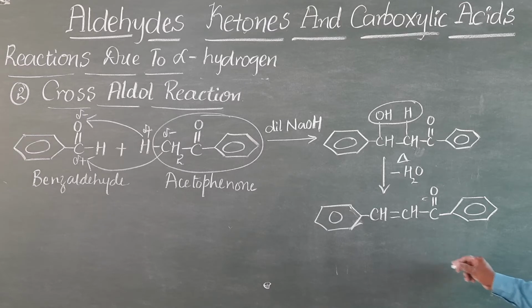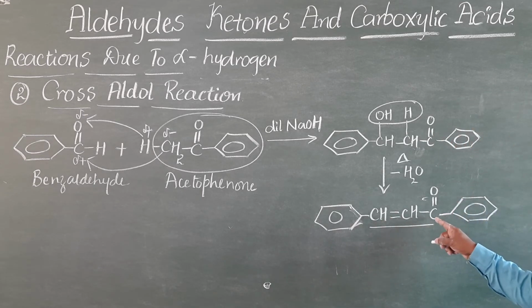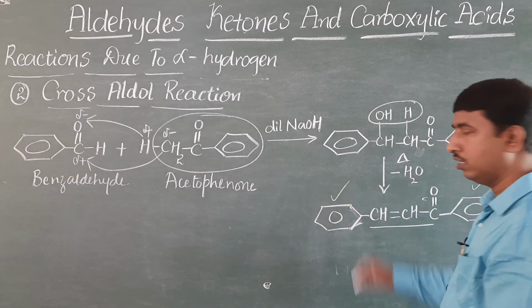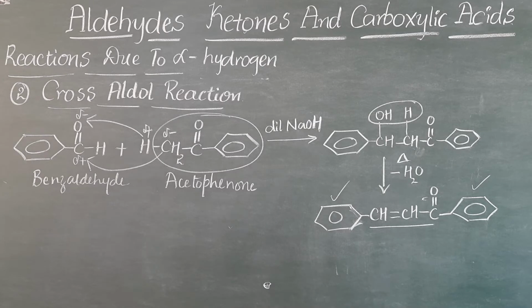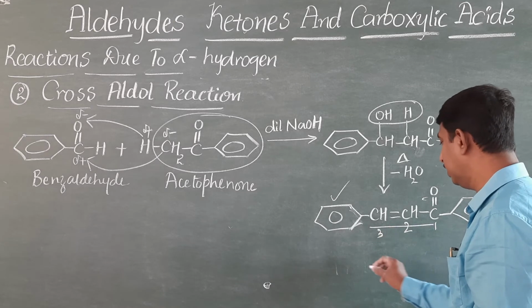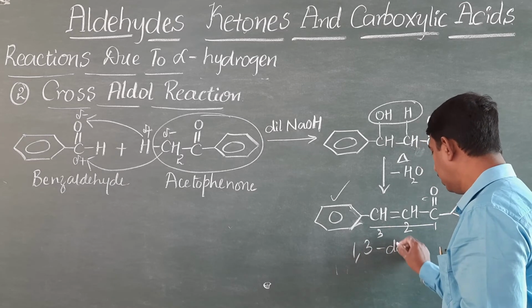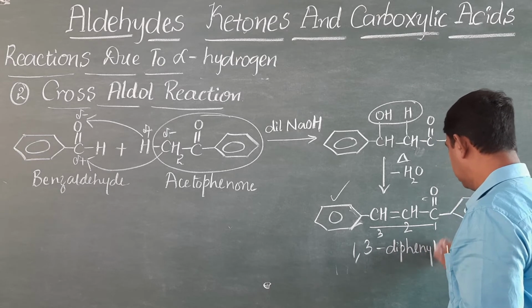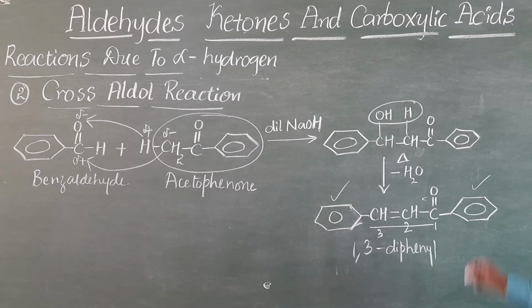We can name this product. This is the parent chain because this chain contains the functional group. These two aromatic rings are considered as substituent groups. The name of this substituent group is phenyl, and this is also phenyl. Let us number this compound 1, 2, 3. It is 1,3 diphenyl. Phenyl groups are present at carbon number 1 and carbon number 3.